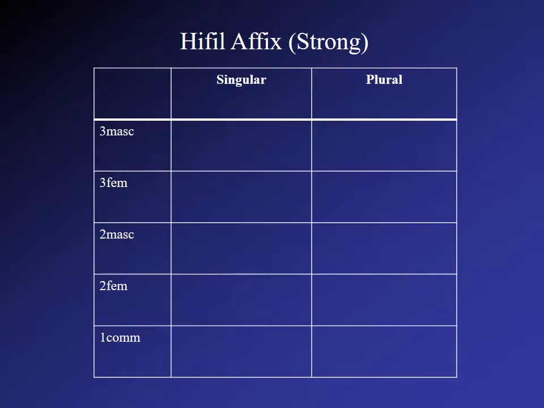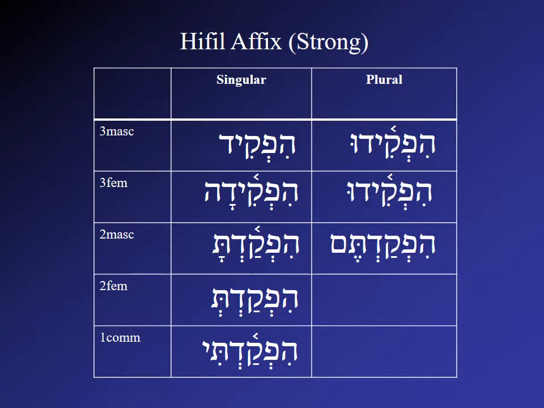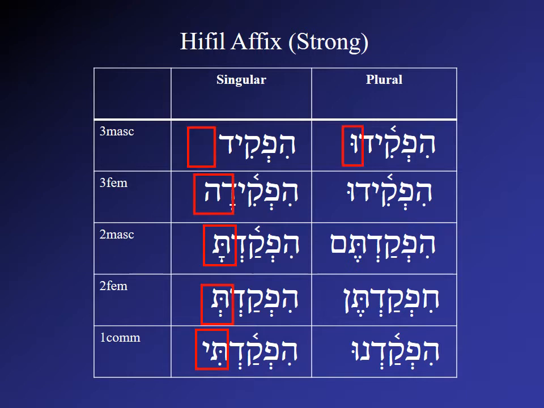We could also, of course, do the Hifil. So you know the Hifil starts with a he addition to the beginning plus the long i in the middle. So hifqid, hifqidah. We lose the long i in the middle in these forms, but still recognizable as Hifil. Hifqadta, hifqid, hifqadti, hifqidu, hifqadtem, hifqadten, hifqadnu. Here you see the same endings, once again just put onto the third masculine singular Hifil form, hifqid. A couple of vowel changes here and there, but recognizable.